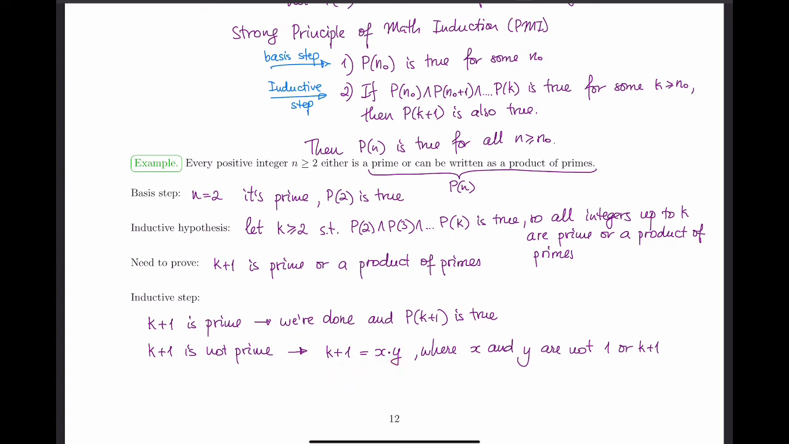So that means, because it's not k plus 1, this x is less than or equal to k. It could be equal to k, but it's certainly less than or equal to that because it cannot be as high as k plus 1. And the same is true for y. This is less than or equal to k. It's not necessarily k, but it's something less than k. It's an integer that is smaller than k, which is fantastic news because our inductive hypothesis allows us to say something about any integer that is smaller than k. So in our next step, by inductive hypothesis, we can therefore say that x and y are each either prime or a product of primes.